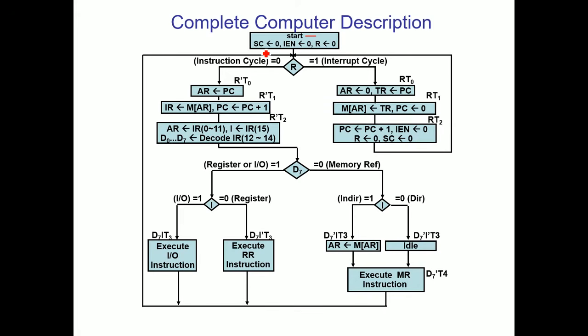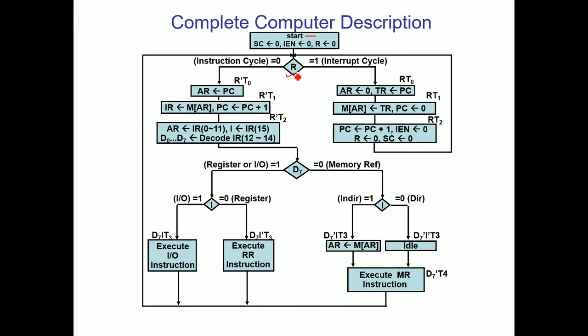We know that the sequence counter produces the timing signals such as T0, T1, T2 like that. If IEN is 0, then we can say that there is no interrupt, whereas if IEN is 1, then we can say that there is an interrupt. If the R value is 0, then the instruction cycle will get executed, whereas if R is equal to 1, then the interrupt cycle will get executed.